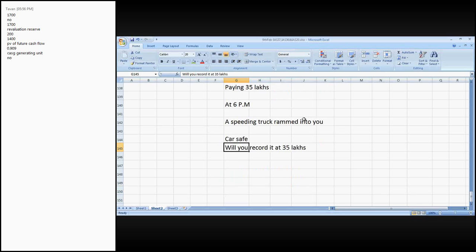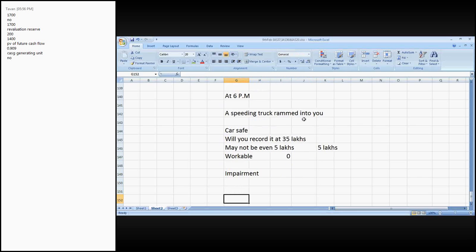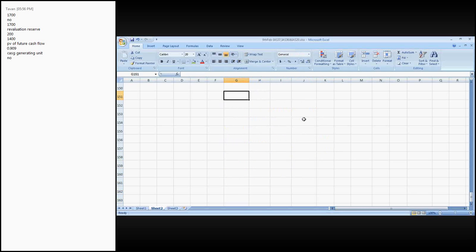You cannot record it at the carrying value because net realizable value in the market may not be even 5 lakhs at the moment. Value in use, it is not at all workable, cannot move, 0. So higher of net realizable value and value in use is 5 lakhs. Comparing it to the carrying amount, that is 35 lakhs, you have suffered impairment.